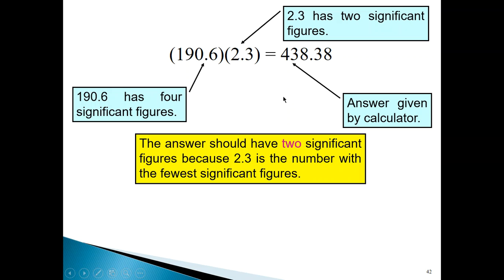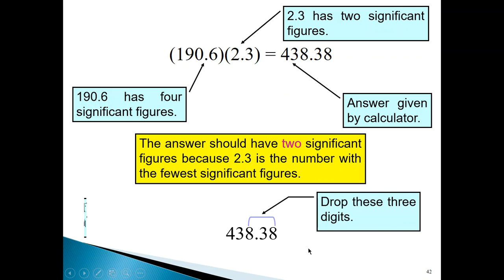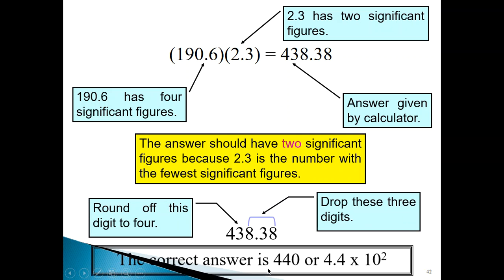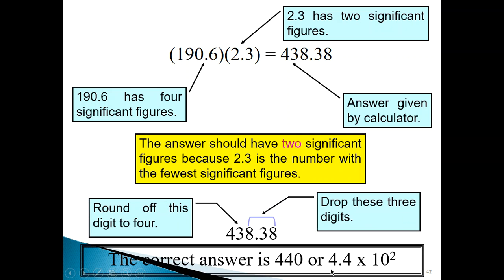So we have to round off the 438.38, which is what you get on your display, to 2 significant figures, which means, of course, we have to drop this 8, this 3, and this 8. And because the first digit to be dropped is 5 or greater, that means that this 3 has to be increased by 1 to 4, we have to replace the 8 with a placeholder 0, and therefore the answer becomes 440, or if you prefer, you can write it in scientific notation, which is 4.4 times 10 squared.